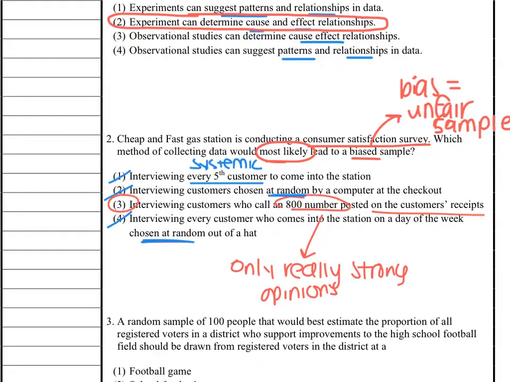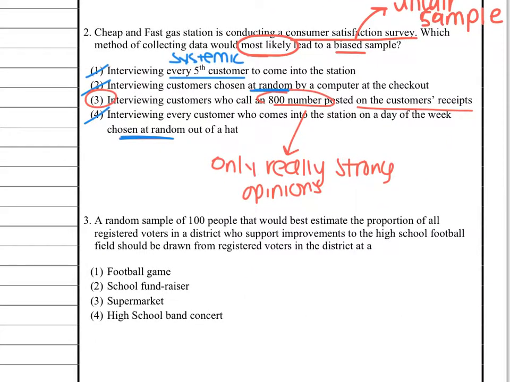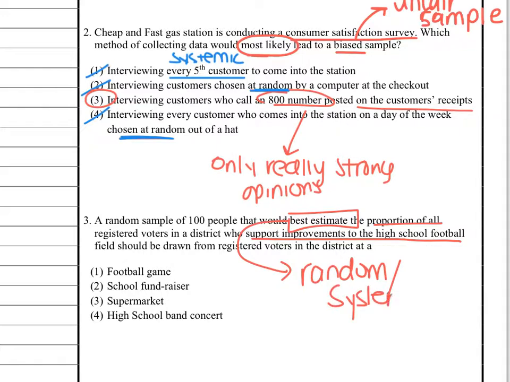Okay, so question 3, it says a random sample of 100 people that would best estimate the proportion of all registered voters in a district who support improvements to the high school football field should be drawn from voters in the district at A, and then they give us scenarios. So think about this, because remember that we want it to be random and systematic. For the best estimate of a proportion, again, it needs to be random or systematic. In other words, no bias.